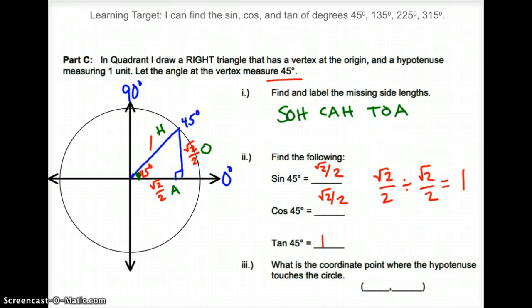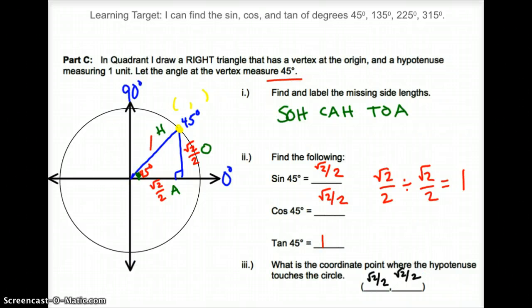So don't overcomplicate it. And then this last question says, what is the coordinate point where the hypotenuse touches the circle? If I were thinking about an ordered pair for this point, what would it be? Well, x comes first, so what distance of x did you go over? We went over radical 2 over 2. And then how much of a y value did I go up? I went up radical 2 over 2.